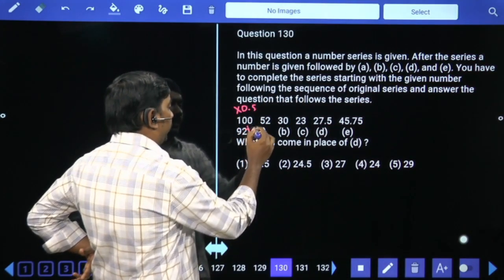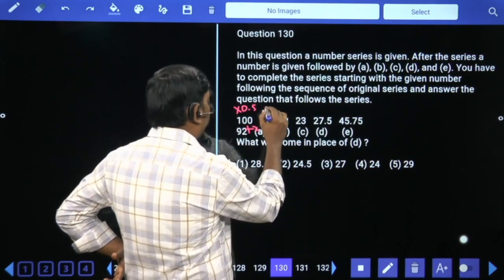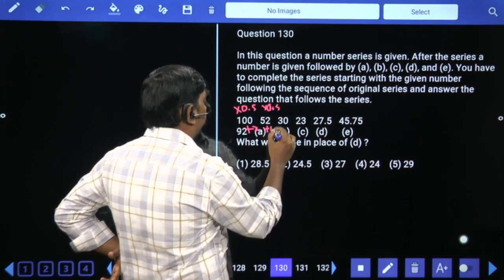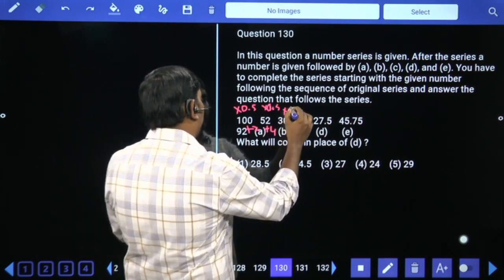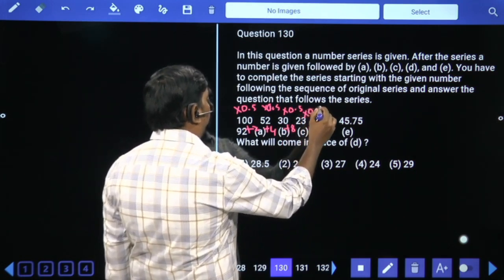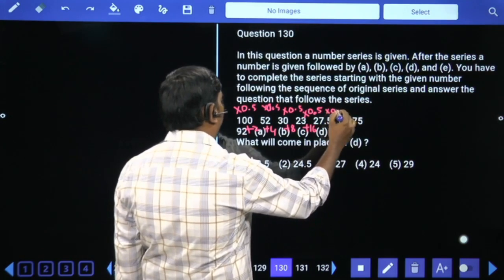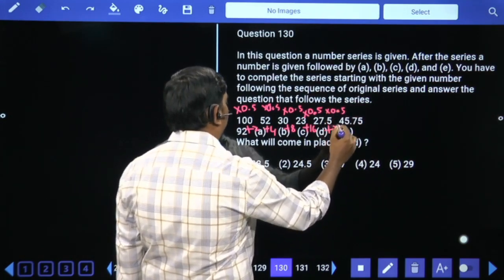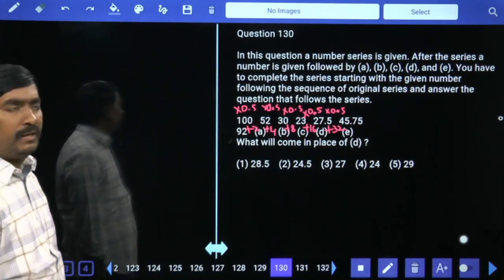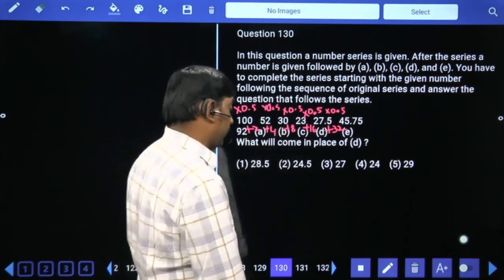Into 0.5 plus 2, into 0.5 plus 2, into 0.5 plus 4, into 0.5 plus 8, into 0.5 plus 16, into 0.5 plus 32. All are into 0.5, plus 2, plus 4, plus 8, plus 16, plus 32.